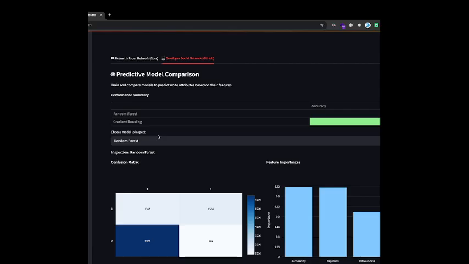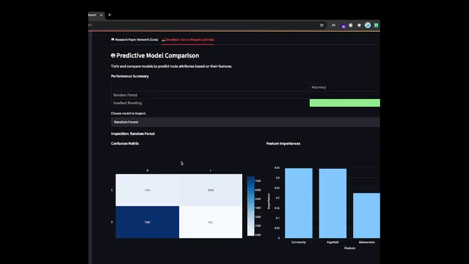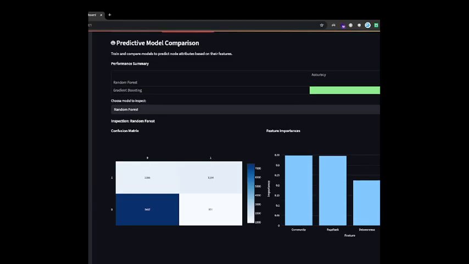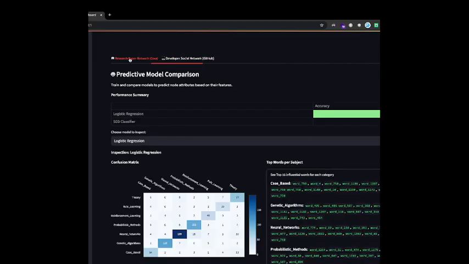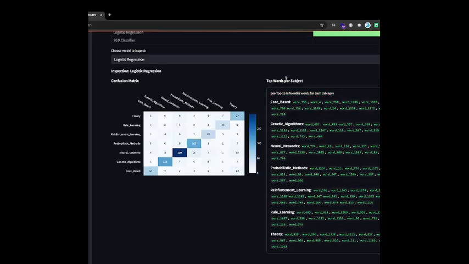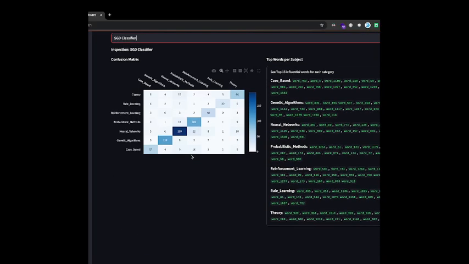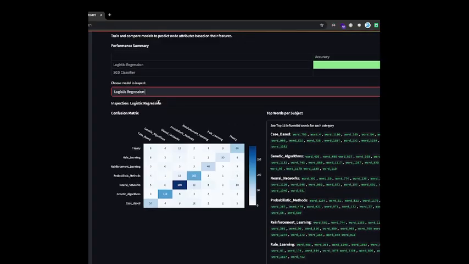At last, let's look at model comparison. This is where we showcase our machine learning results. For Cora, we use TF-IDF text feature vectors with models like logistic regression and SGD. We reach around 85% accuracy in predicting paper subjects. As you can see, almost 80%, 78.74, and for the SGD classifier we got 74.74. Here is the confusion matrix, and here are the top words per subject. You can see the case-based word.